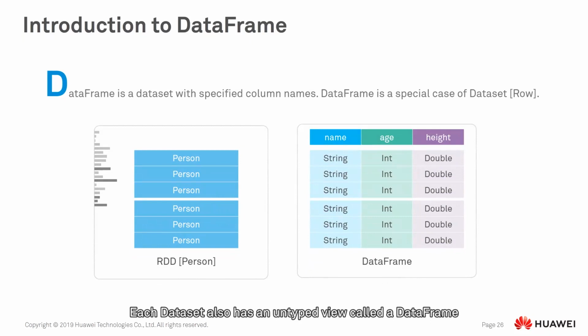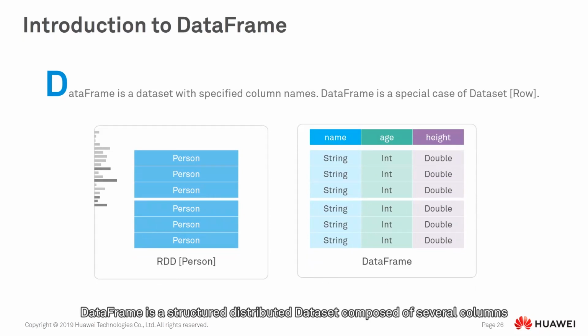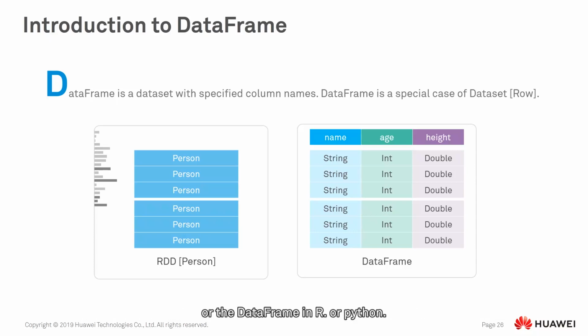Each dataset also has an untyped view called a DataFrame, which is a dataset of Row. A DataFrame is a structured distributed dataset composed of several columns, which is similar to a table in a relational database or the DataFrame in R or Python. DataFrame is a basic concept in Spark SQL and can be created by using multiple methods, such as structured dataset, Hive table, external database, or RDD. DataFrame has data structure information, which is schema.